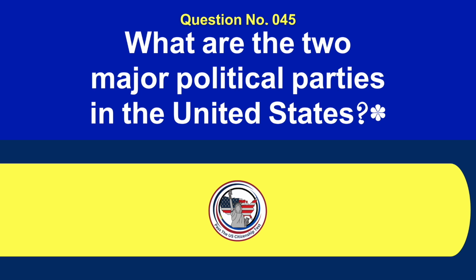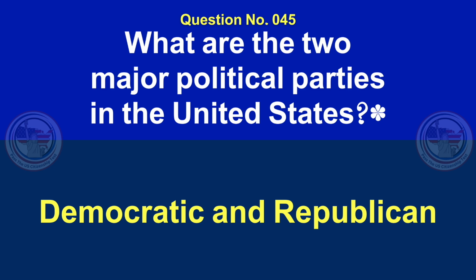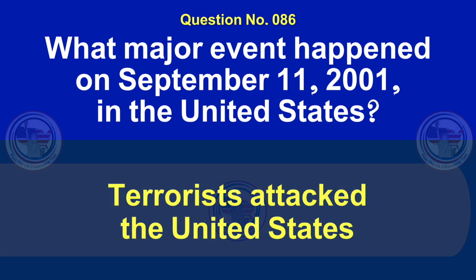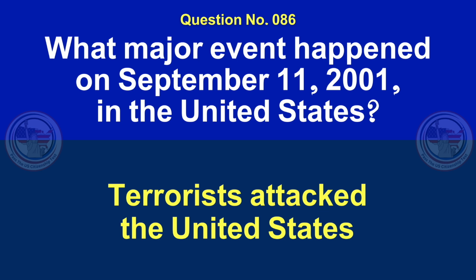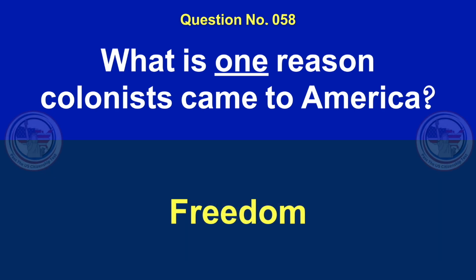What are the 2 major political parties in the United States? Democratic and Republican. What major event happened on September 11th, 2001 in the United States? Terrorists attacked the United States. What is one reason colonists came to America? Freedom.